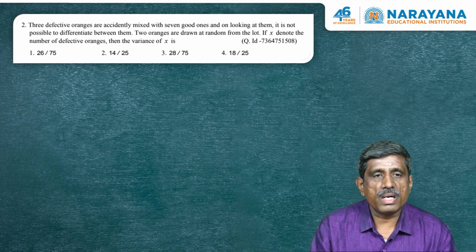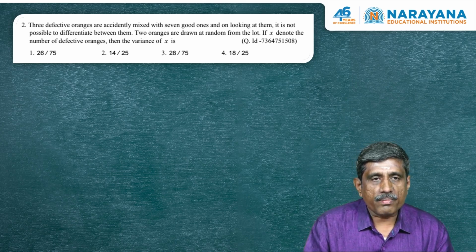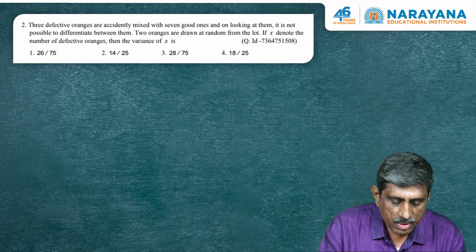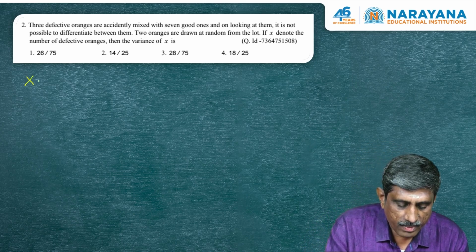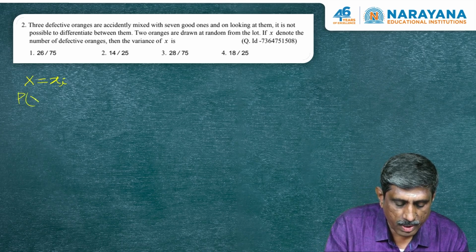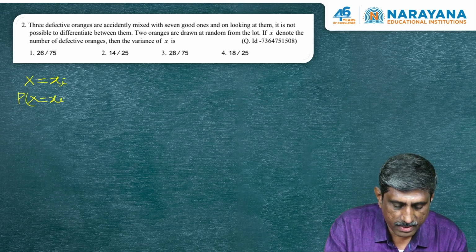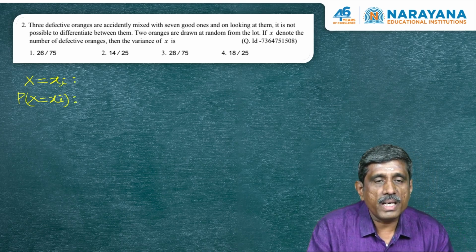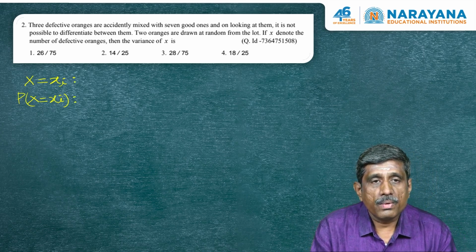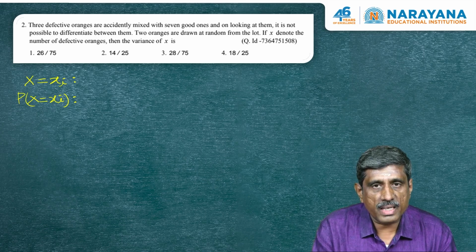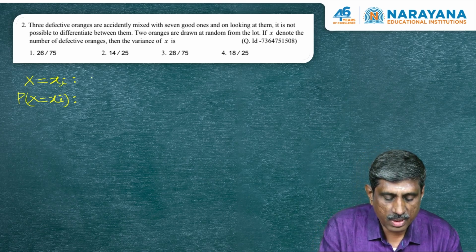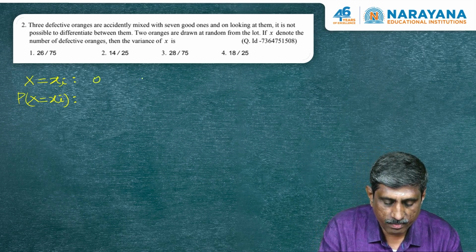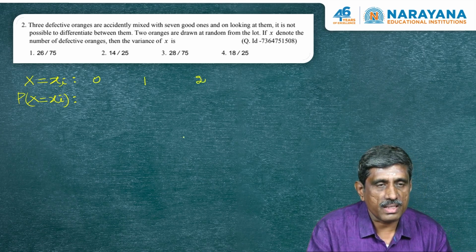So, it is a question under our probability. Let us just find out the table. When we put x is equal to xi, and correspondingly the probability of p of x is equal to xi. When we take 2 oranges, we are asked to find the number of defective oranges selected is x. So, the number of defective oranges can be 0, it can be 1, it can be 2, because we are taking only 2 oranges at random.